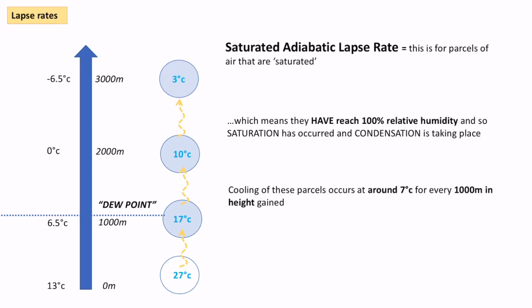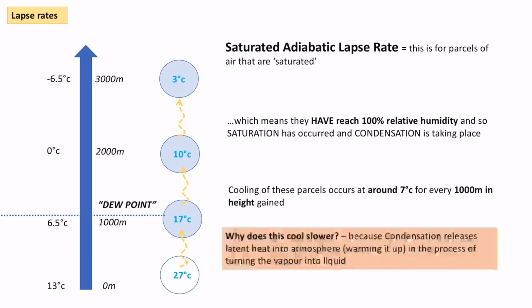So there is a reason why, rather than going down at 10 degrees, it goes down at 7 degrees. And that's because as this condensation process is happening, as it's turning the vapor into liquid, it releases latent heat into the atmosphere. So that keeps the atmosphere and that parcel warmer than it should be. So as soon as it starts to saturate, the rate at which it cools is less than 10 degrees. It's that 7 degrees, and that's a really important distinction we need to know.